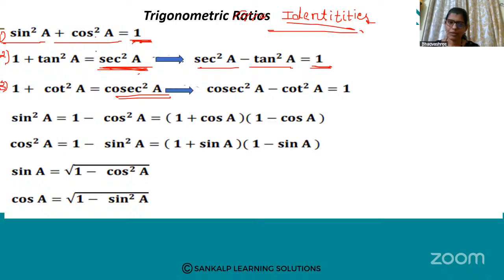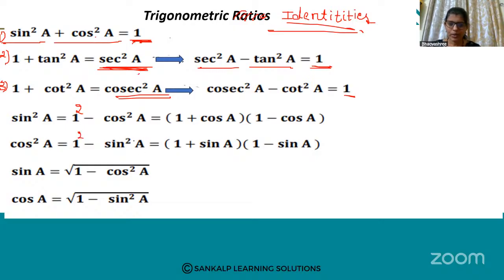If I transfer cot square a to this side, cosec square a minus cot square a is equal to 1. Sin square a is equal to, if I transfer this cos square a to this side, 1 minus cos square a. This is in the form 1 square minus cos square a, a square minus b square, that is a plus b into a minus b. 1 plus cos a into 1 minus cos a. Don't worry about how it came, just remember the identities, okay? Cos square a is 1 minus sin square a.